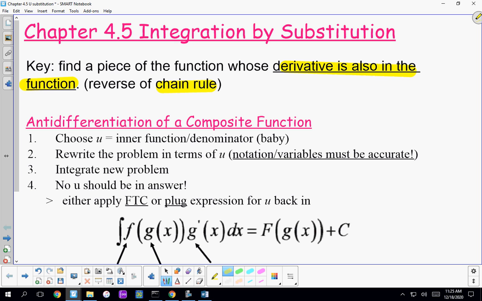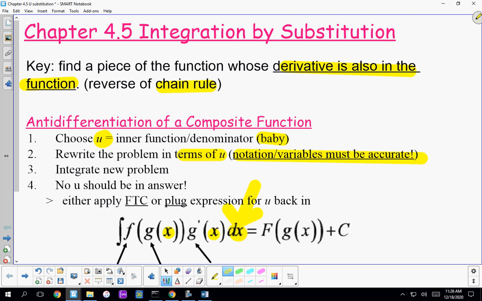When we are differentiating, remember we leave it in and then we also multiply by its derivative. So if we can find those two pieces, we're going to make a substitution. Again, we're going to choose a new variable, we call it u, and we're going to look for something that's an inside function or a denominator. We're going to rewrite the problem in terms of u, so our notation has to be accurate. Typically we have a dx at the end because all of these are x's. If we write it in terms of u, then this has to say du at the very end. It cannot stay dx, so we're going to talk about how to rewrite that.